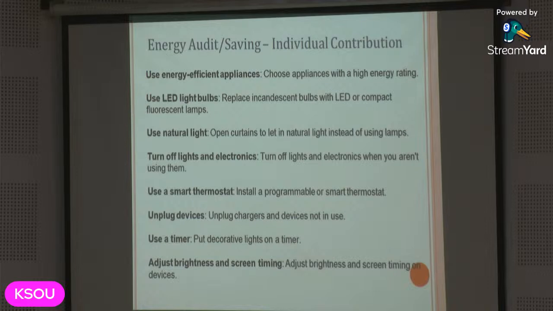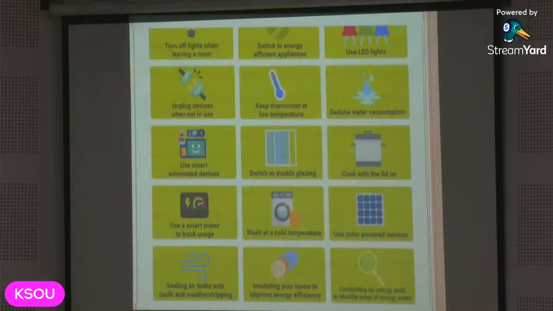Use natural light as much as possible. Turn off the lights and electronics. Use a smart thermostat, unplug devices. Use a timer for lights. Adjust brightness and screen timings for your monitors. And again, some more initiatives on energy reduction. Turn off the light, we have covered. Switch to double glazing. Cook with the lid on. Smart meter. Use cold temperature for washing machines. Use solar power devices. Nowadays you get a lot of subsidies.